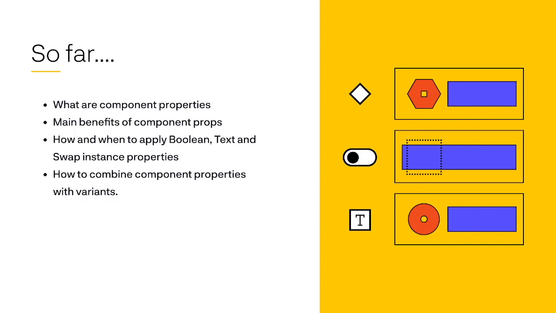So far, we've been able to cover component properties and their main benefits, how and when to apply Boolean text and the swap instance properties, and lastly, how to combine component properties with component variants.